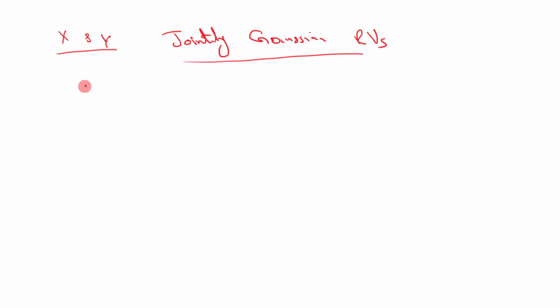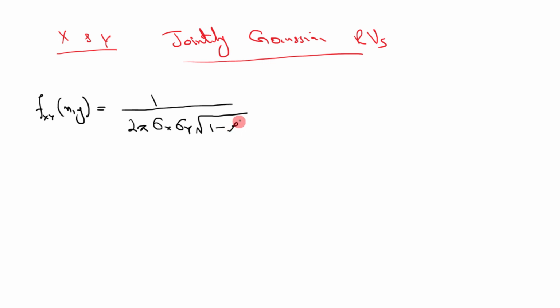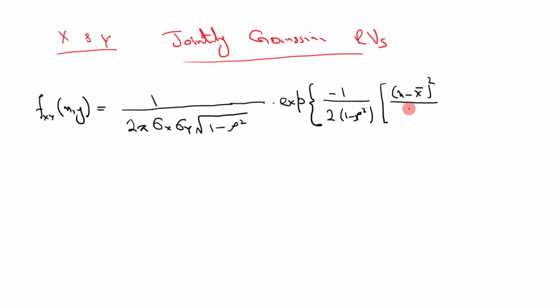if their joint density function is represented by this expression, that is f_xy(x, y) is equal to 1 over 2 pi sigma x sigma y under root 1 minus rho square, into e raised to power minus 1 over 2 into 1 minus rho square, into (x minus x bar) whole square divided by sigma x square.